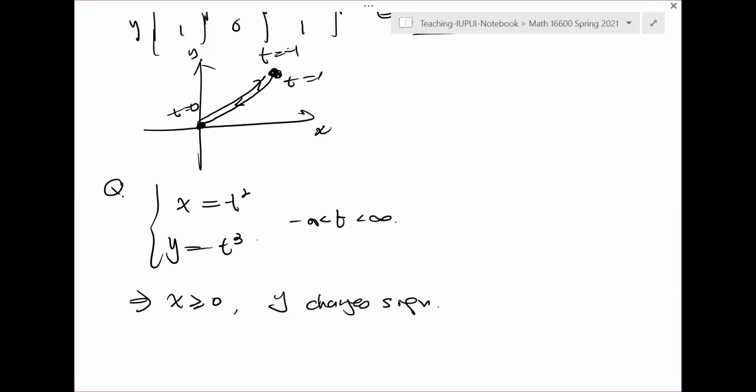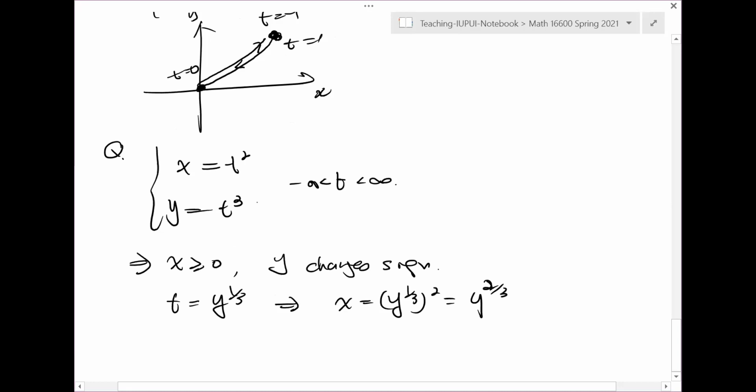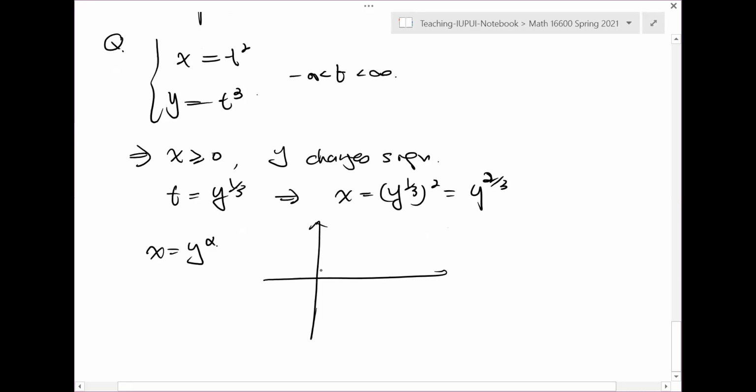Can we get a relationship between x and y? I think you can solve for t from the second equation. The first equation has trouble, it has a plus or minus square root of x. So using this, you get the relationship: x equals y to the 1/3, squared, which is y to the 2/3. Now what kind of equation are we going to get? In general, y equals x to the alpha, and the equation looks like that, as the graph looks like that, depending on alpha.